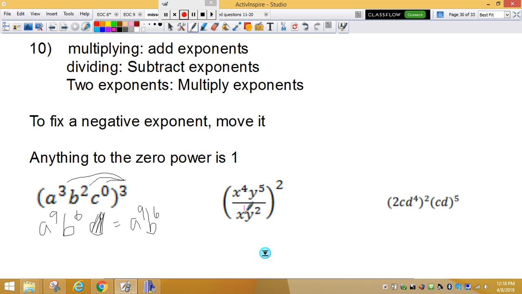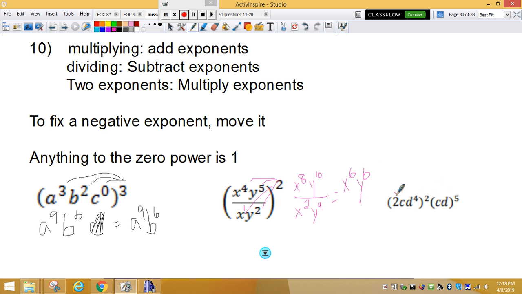Let's do the second one. I'm going to put a 1 on this x. Again, if it's on the outside like this, that means you multiply to everything. So this would be x to the 8th and y to the 10th. And on bottom, it'd be x to the 2 and y to the 4th. I multiplied. Now the rule is, if they're dividing, you subtract. So 8 minus 2 is 6, so that would be x to the 6th. 10 minus 4 is also 6, so that would also be y to the 6th.